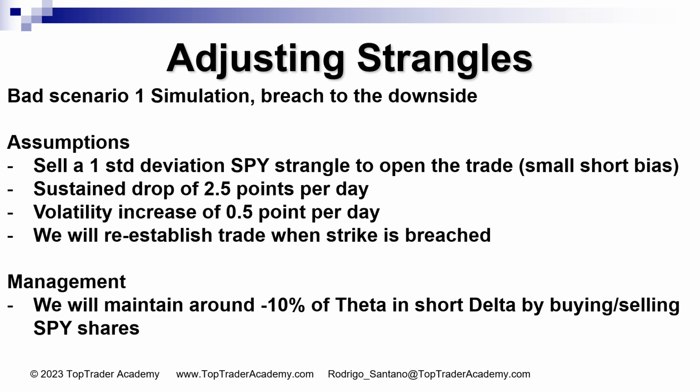But in this case, we're just saying we started with a delta neutral strangle. We saw the 16 delta strangle, and the market is every day dropping and volatility is every day increasing. Now, the management of the position is we will maintain around negative 10% of the theta in short delta by buying or selling SPY shares. Now, this gets a little complicated, but you just have to know that delta is our directional risk, and theta, like I mentioned in the opening of the video, is your time decay. So if you're selling options, you'll have positive theta, and we want to maintain a little bit of that, a little bit of short delta to compensate for the volatility increase. And we will see all that in the simulation here.